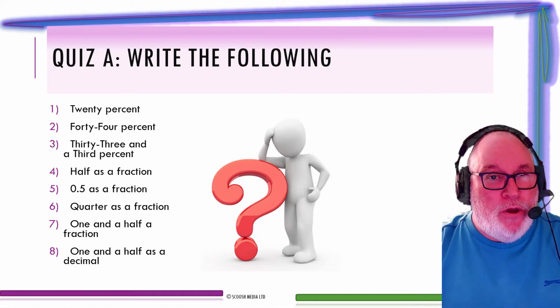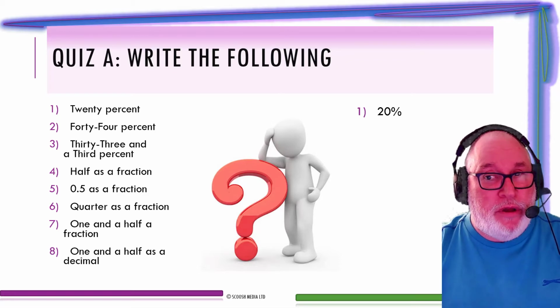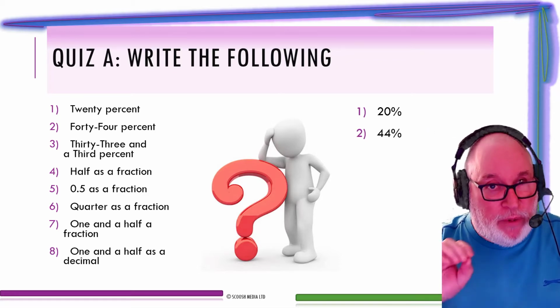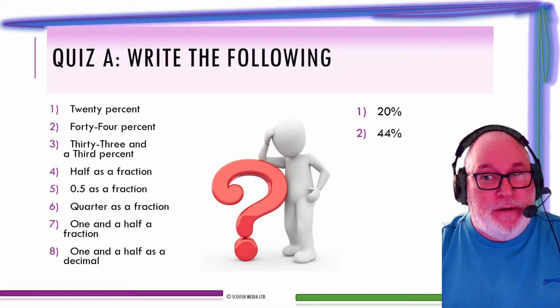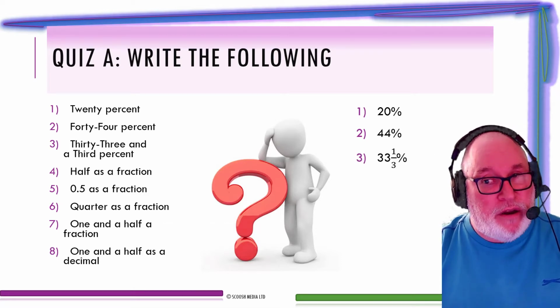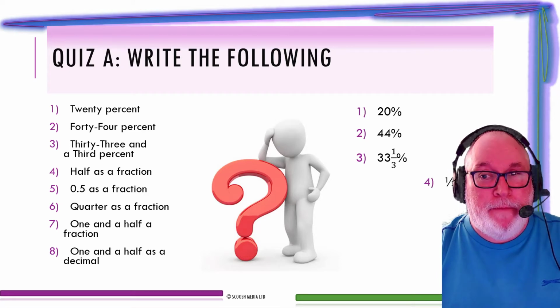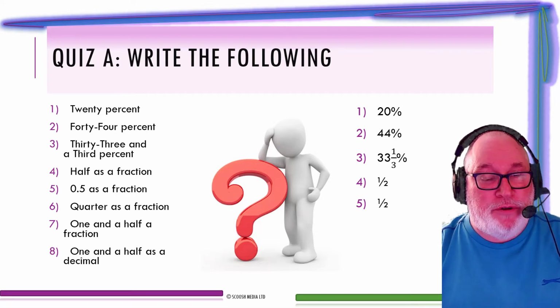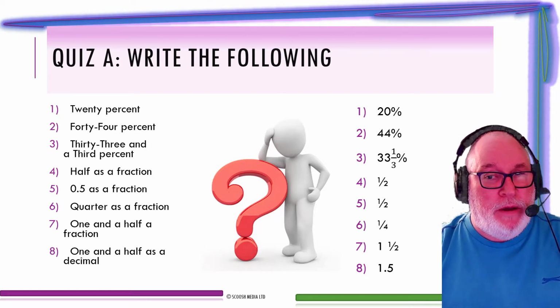Right. So the first one, 20%. What you should have done was to write that 20%. Doesn't have to be exactly the same, 44%. You'll write your figures the way in which you write them. Number 3, 33.33%. A half. Yep, number 5 was, I knew you'd get it, a half as well. Number 6, quarter as a fraction. 7, 1.5 as a fraction. And 1.5 as a decimal. So it's 1.5. How did you do?